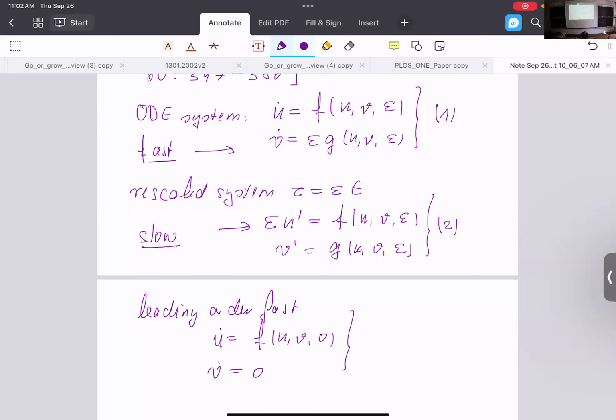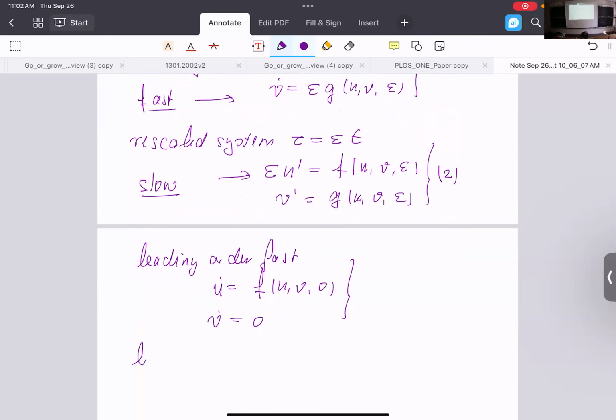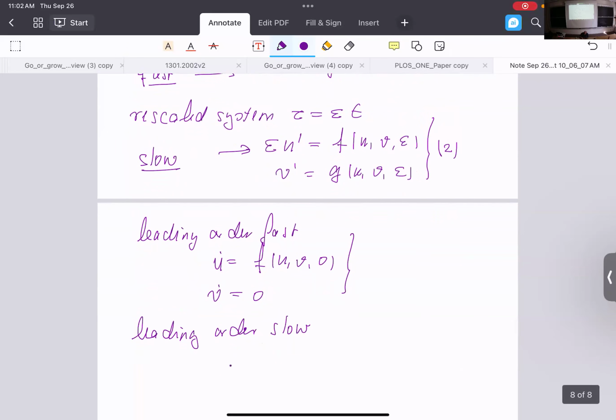Okay, this was a fast system, and for the slow system, leading order slow, we get the opposite. So now we set epsilon 0 in the second part. So then we have epsilon u prime equals f of u, v, and 0, and v prime is g of u, v, and 0. Right, and then let's keep the numbering, 3 and 4.